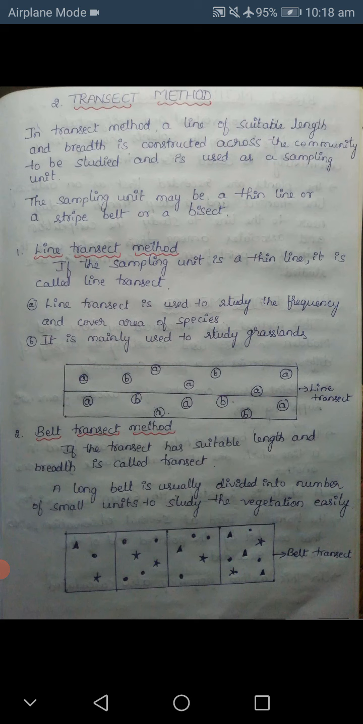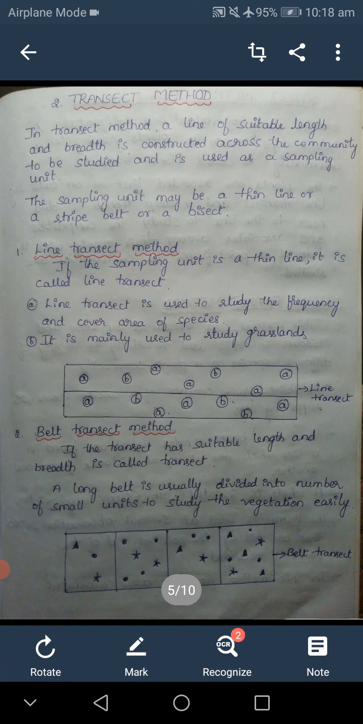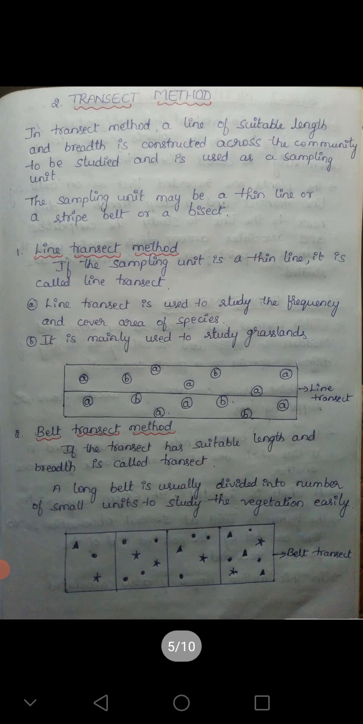First one, line transect method. If the sampling unit is a thin line, it is called line transect. What are the advantages? Line transect is used to study the frequency and cover area of species. It is mainly used to study the grassland.